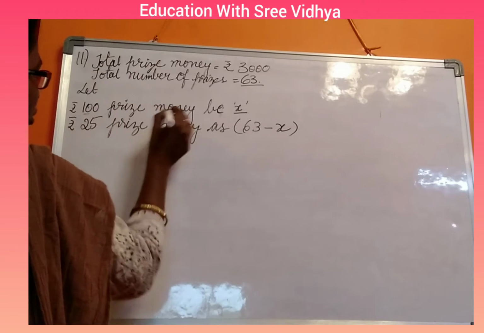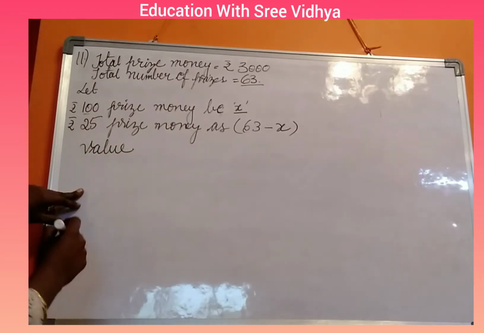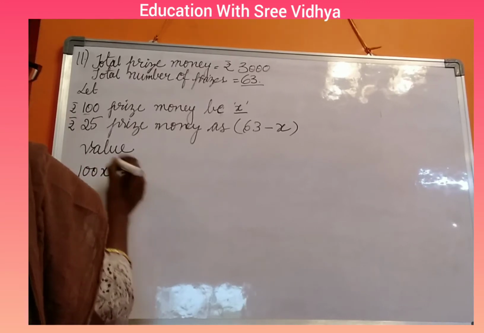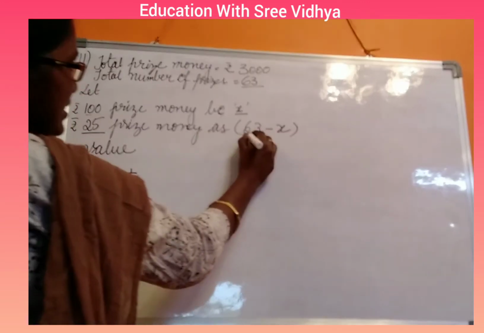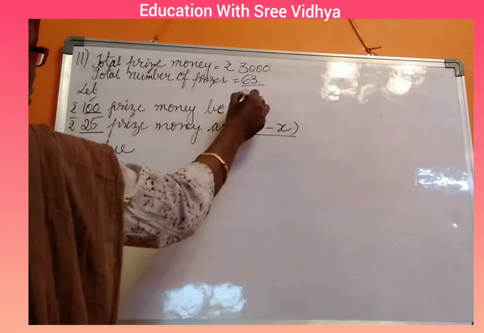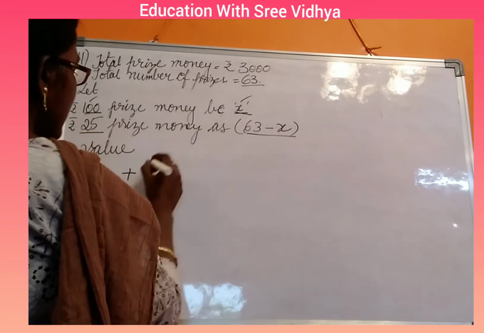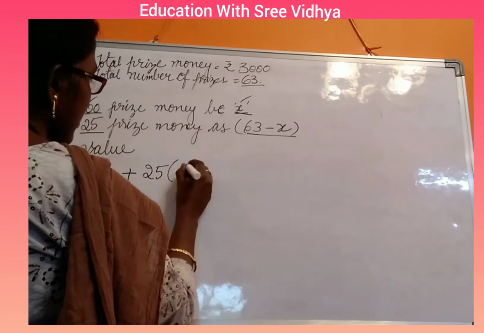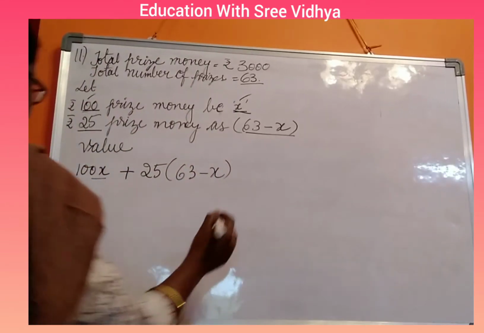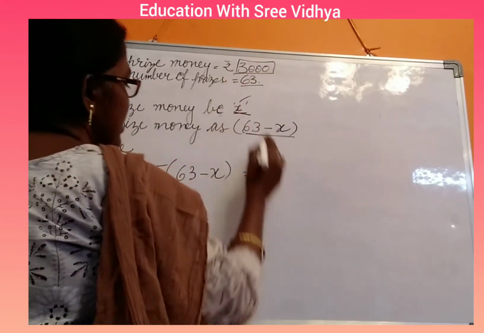100 into X. Now the equation I am writing as 100X plus 25 into (63 minus X). This is 100 and this is X, I am multiplying and writing. And now 25 into (63 minus X) is equal to, what is the total amount? 3000 rupees.